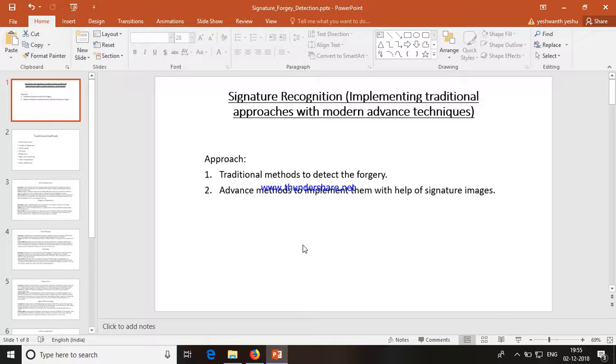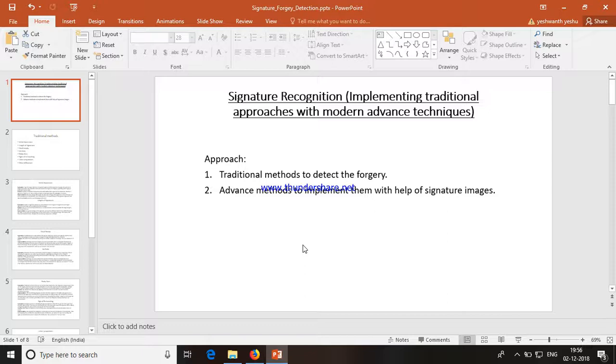In this video, we are going to discuss signature recognition. When we come across the term signature recognition, we typically have two tasks in mind. One is to find out the user or the owner to whom the signature belongs, and the next task is finding out whether the signature is forged or not.